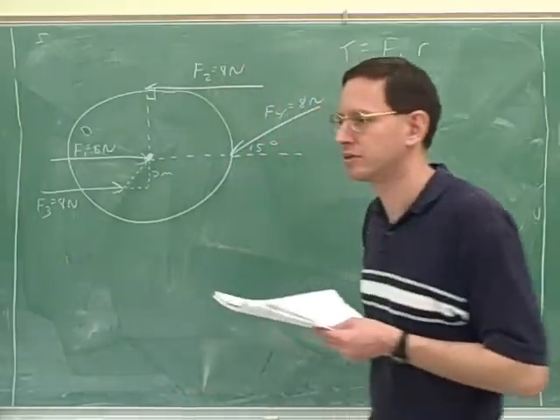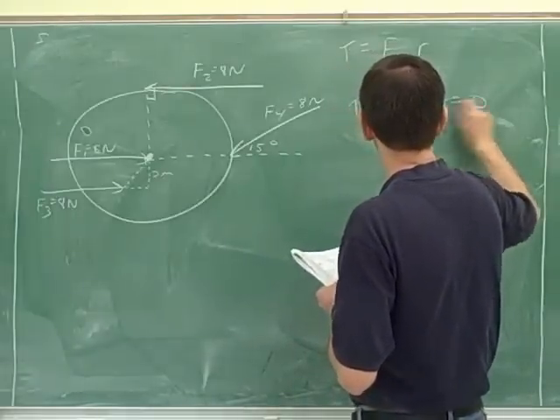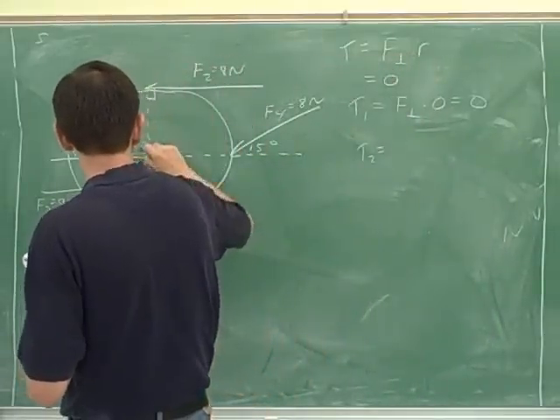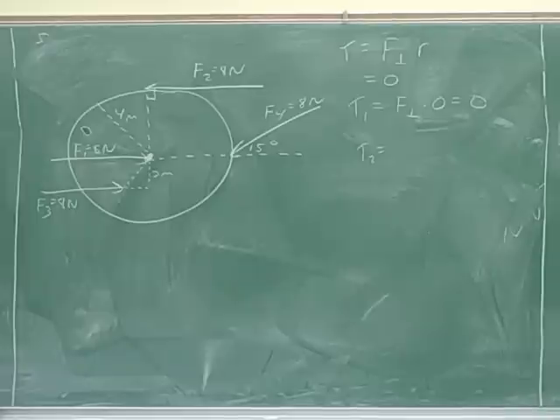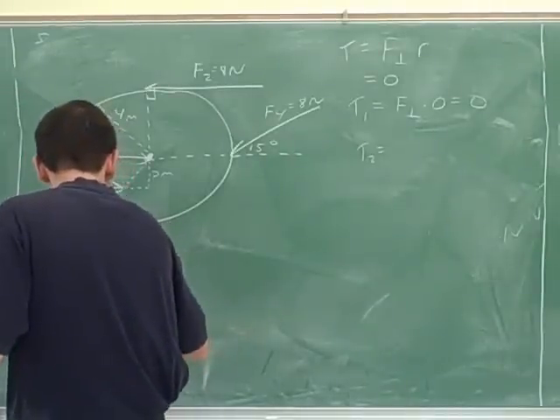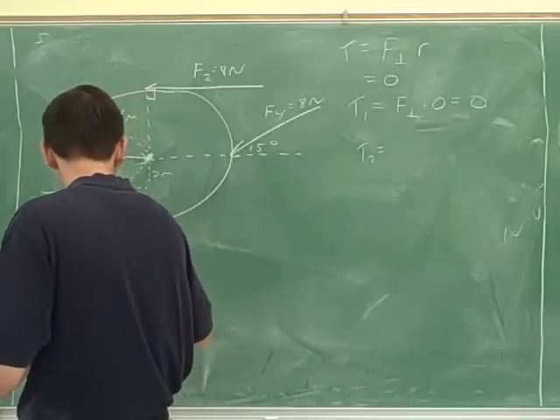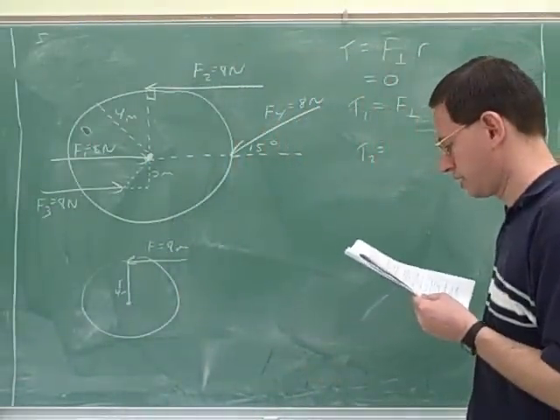All right, let's figure out the torque from force 2. The radius of this wheel is 4 meters. Good. So what's your answer? What's that torque? 32 Newton meters.